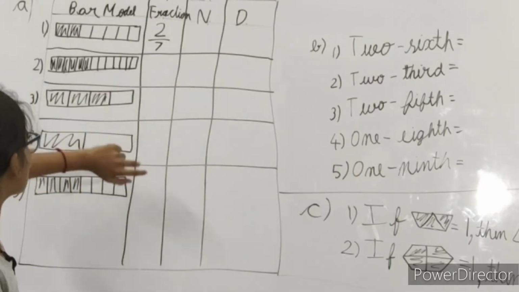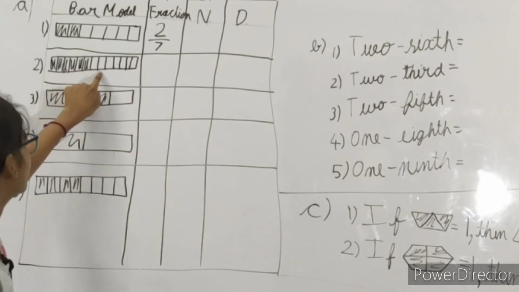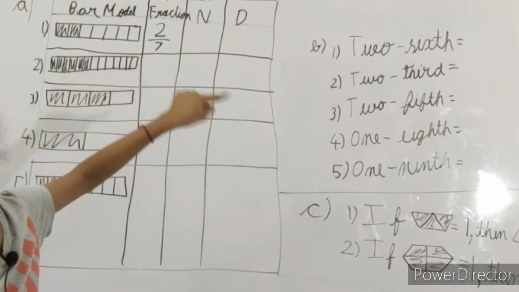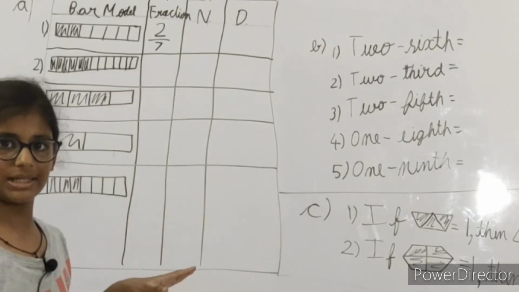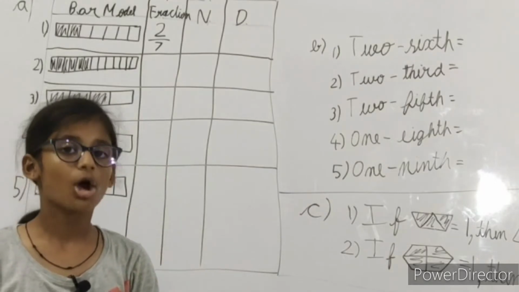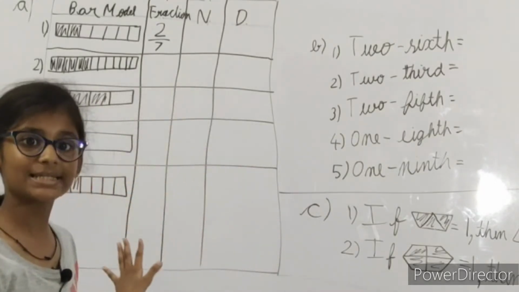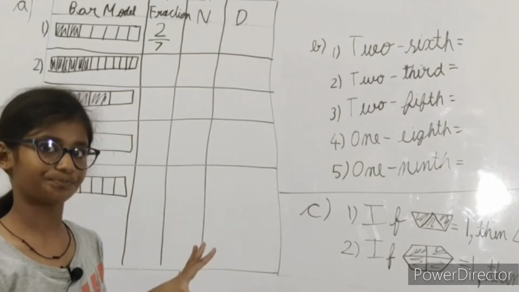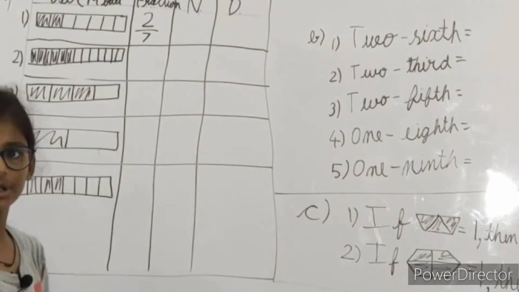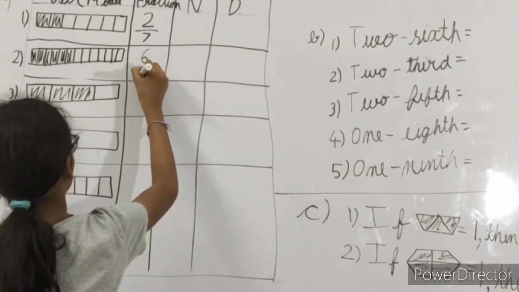Okay. You will see the second one here. 1, 2, 3, 4, 5, 6, 7, 8, 9, 10, 11, 12, 13. 13 parts are there and 6 are shaded. So 6 out of 13 are shaded, right? So what you will do is 6 out of 13 is 6 upon 13.